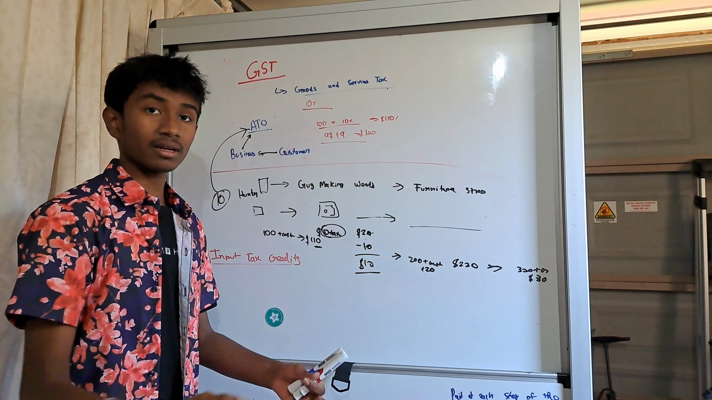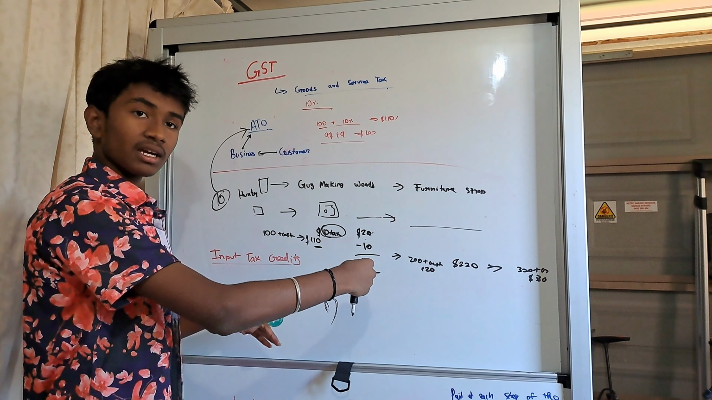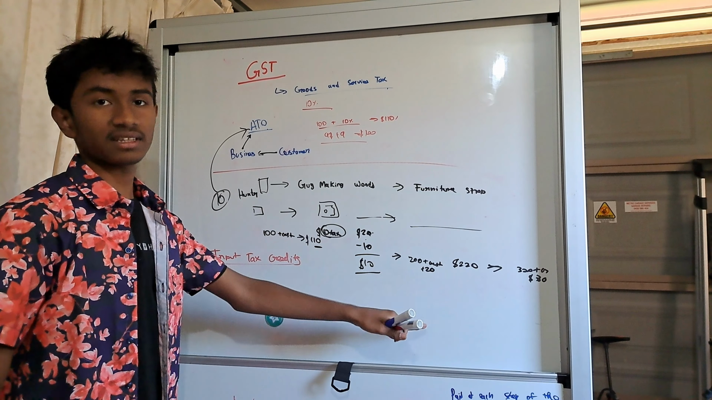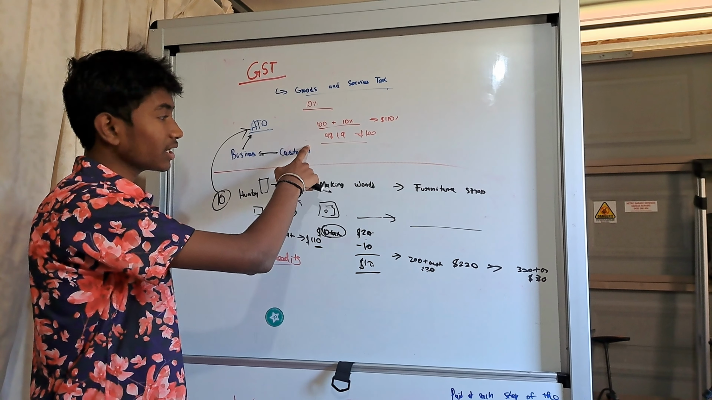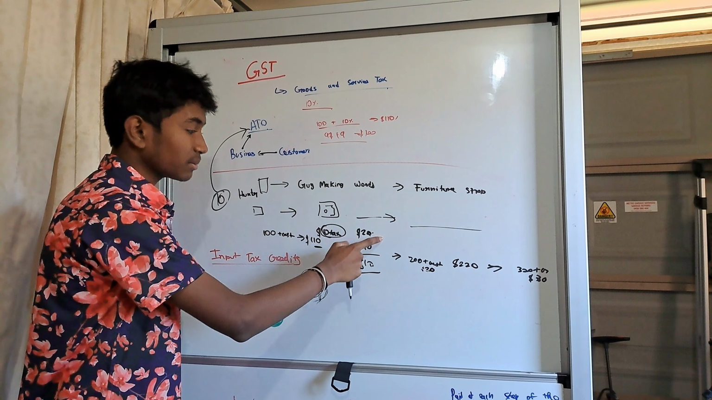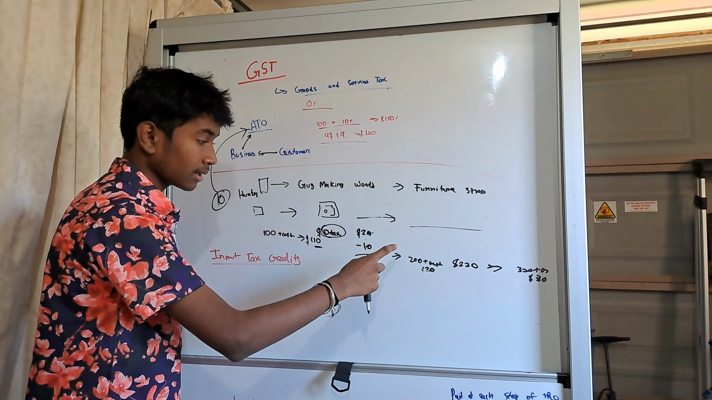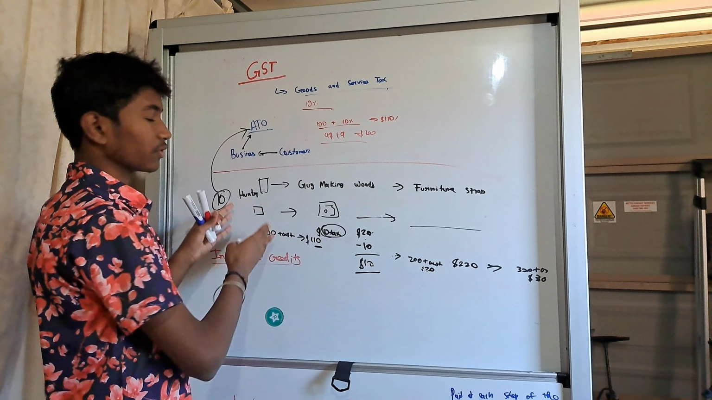So basically that's what I said, right? The government's giving him money. He's just deducting it from the tax he collected. So that's input tax credits. So this guy was supposed to give $20 to the ATO, but because he already paid $10 here, he subtracts the $10 from here, and he only pays $10 to the ATO. This way he didn't pay any tax for this product.